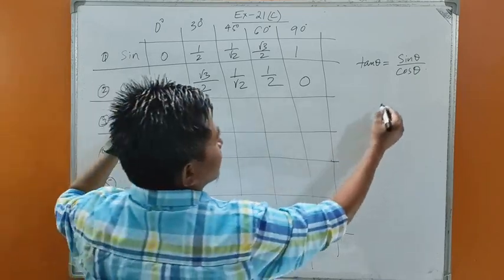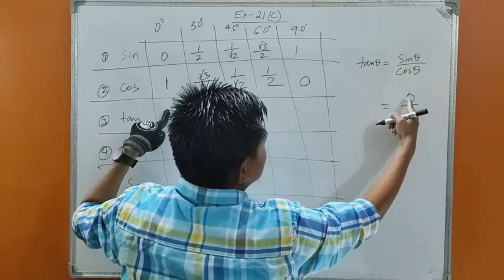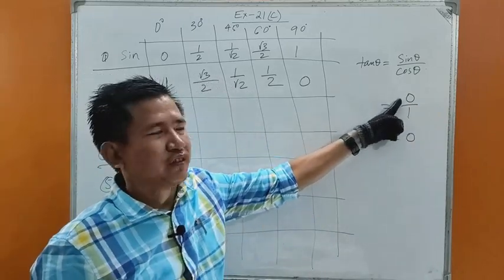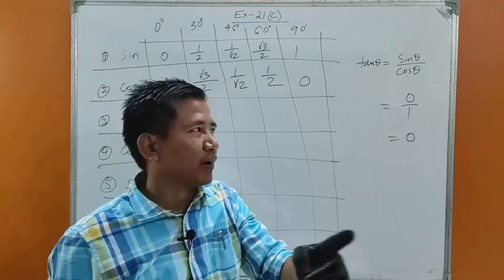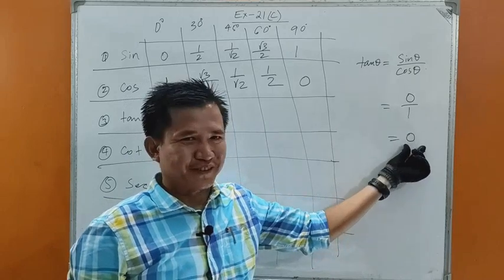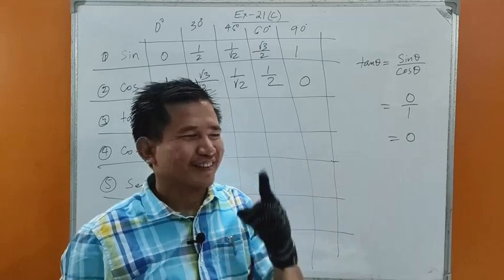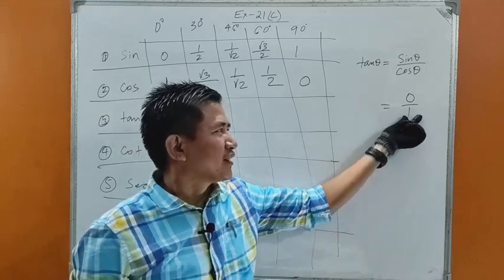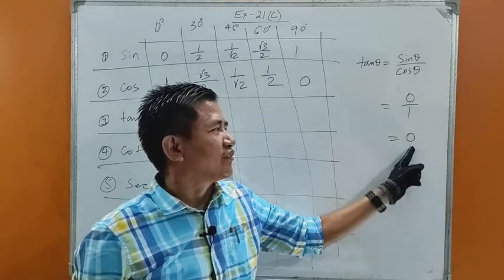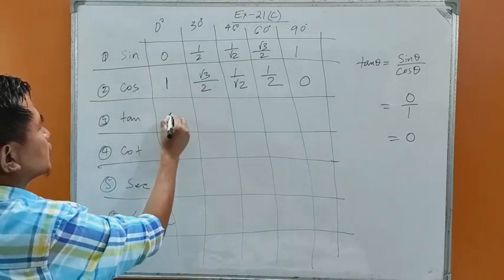So 0 upon 1 means, are you getting me? Sin 0 degree is 0, cos 0 degree is 1. So 0 upon 1 means 0. If the number in the numerator is 0, then for any number except 0 in the denominator, the value will be 0. If the number in the denominator is 0, then the value will not be 0, the value will be undefined. Other than 0, any number in the denominator, if the numerator is 0, the value will be 0, isn't it? So tan 0 degree means 0 upon 1, which means 0.